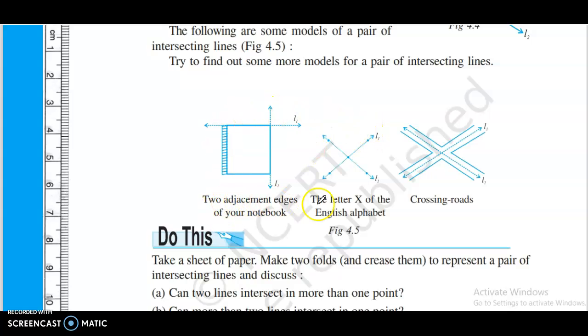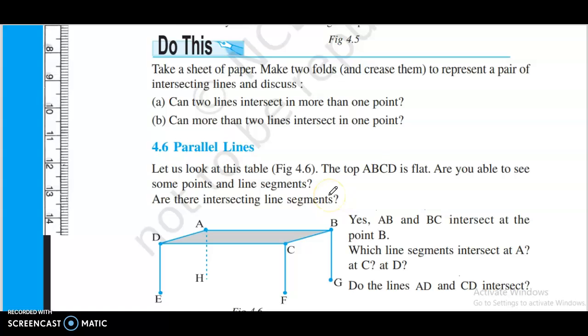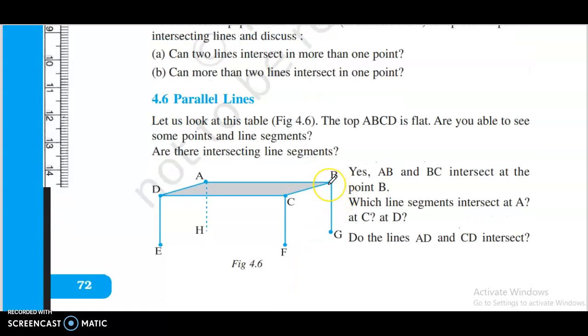Here, two adjacent edges of the node pit. The letter X of the English alphabet. Crossing roads. Pair lines. Let us look at this table.